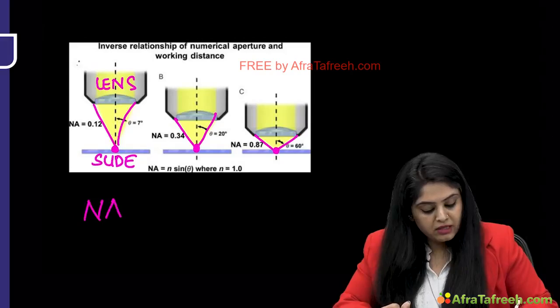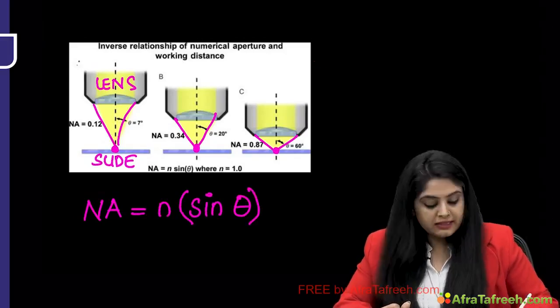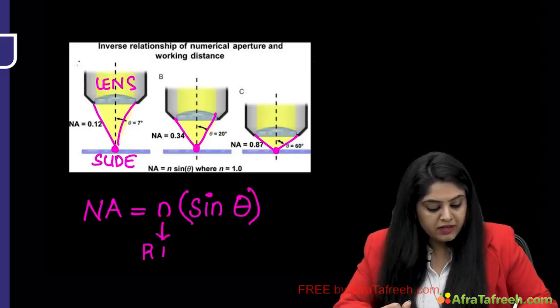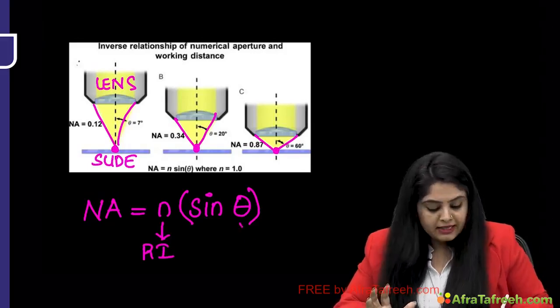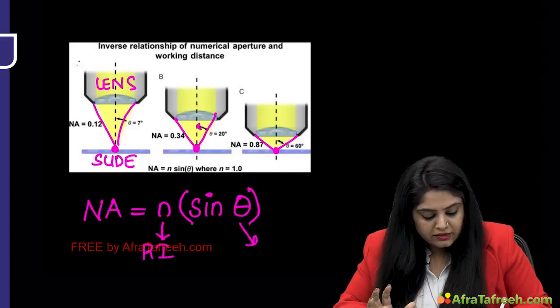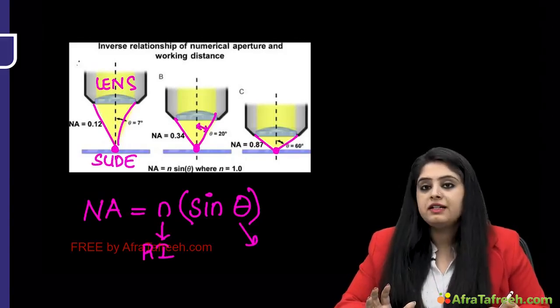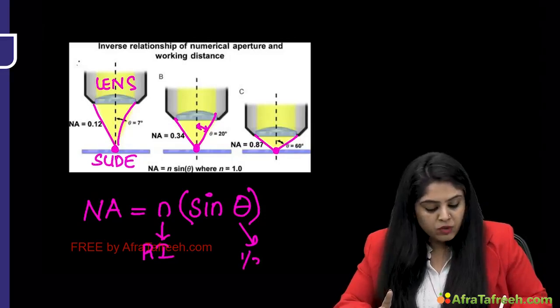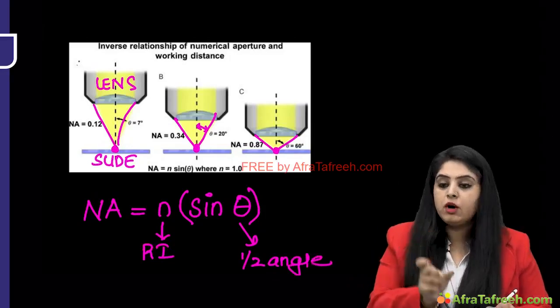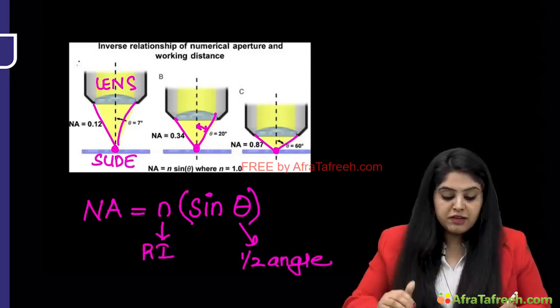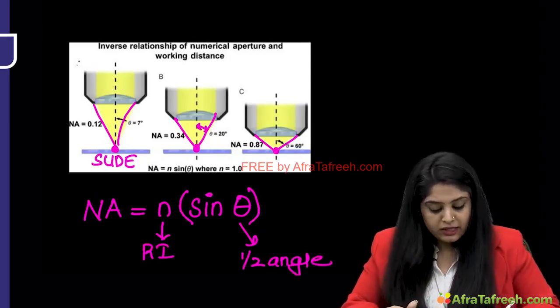So remember, numerical aperture is n sine theta. Numerical aperture is n sine theta, where n is the refractive index, which is usually around 1 or 1.5. And theta, what is theta? Theta is half the angle. Theta is defined as half the angle. So numerical aperture is n sine theta, where n is the refractive index and theta is half the angle between the object and the lens.